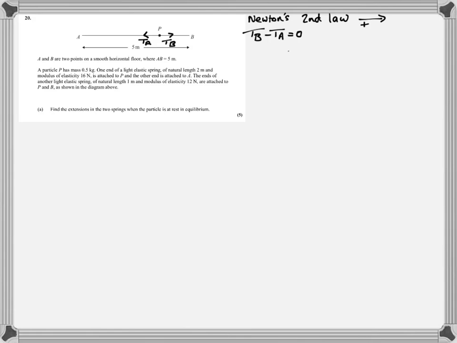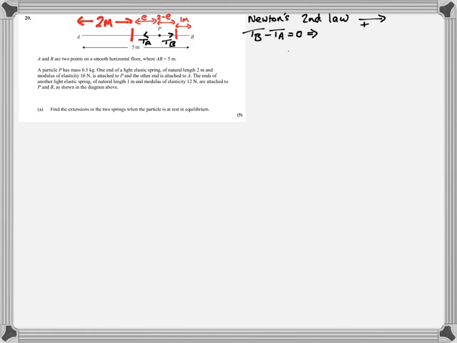Essentially I'm going to use Hooke's law to find TB and TA, so I'm going to modify the diagram a little bit. I'm going to first of all mark on where the natural length of the strings would be attached from A and from B. Sorry, the springs, not strings in this case. And I can see that the distance between A and B is 5 metres, the sum of the lengths of the springs is 3 metres, and therefore the total extension is 2 metres. I'll therefore let one of the extensions be called E, meaning the other one must be 2 minus E.